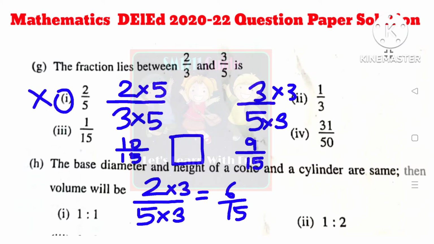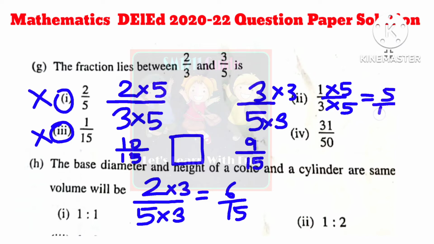Next we have 1 by 15. Here the denominator is already 15. Here 1 does not lie between 9 and 10. So this is also not our answer. Next we have 1 by 3. So let us make the denominator 15. Here 3 into 5 is 15, and here also 1 into 5 is 5. So you are getting 5 by 15. 5 by 15 is also not in between 9 and 10, that is 9 by 15 and 10 by 15. So this is also not our correct option. So we are left with option number 4, which is our correct answer over here.